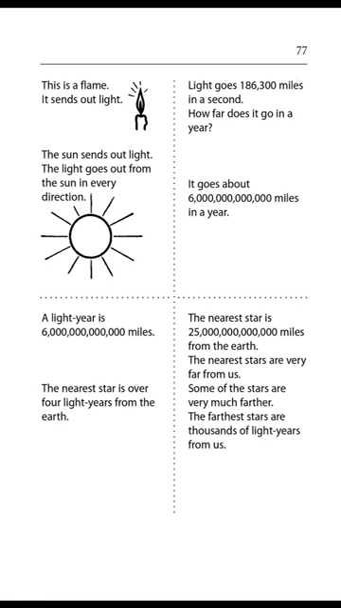The nearest star is over 4 light years from the earth. The nearest star is 25 trillion miles from the earth. The nearest stars are very far from us. Some of the stars are very much farther. The farthest stars are thousands of light years from us.